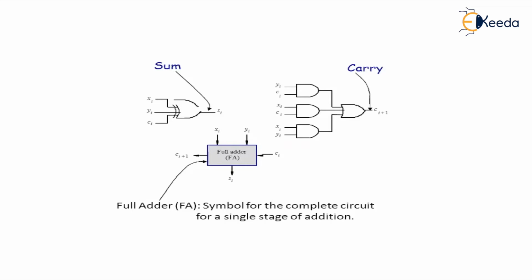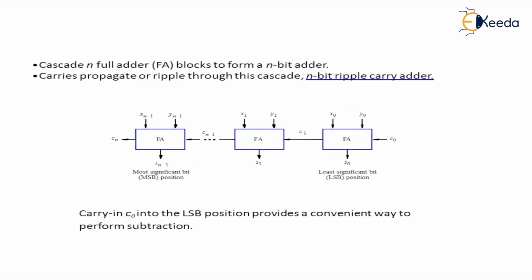And you have a full adder circuit. The full adder circuit consists of the different variables like xi, yi, and the sum that is being obtained is in the form of si. So you have a carry bit and you have ci plus 1. This is the full adder symbol for the complete circuit for a single stage of addition. Now you have a cascade of full adder blocks to perform an n-bit adder.